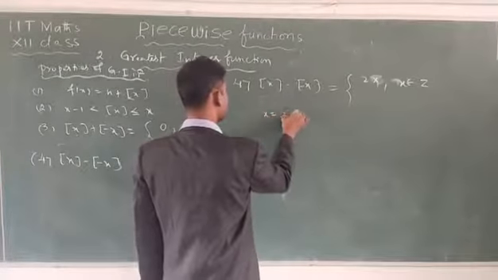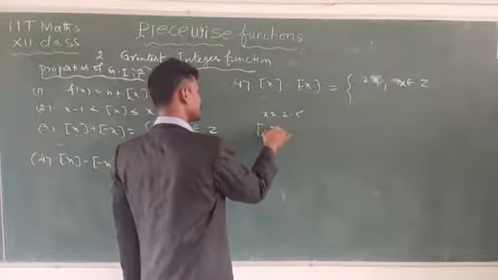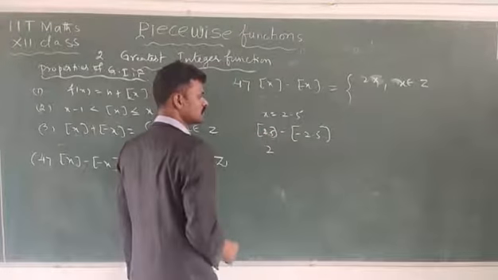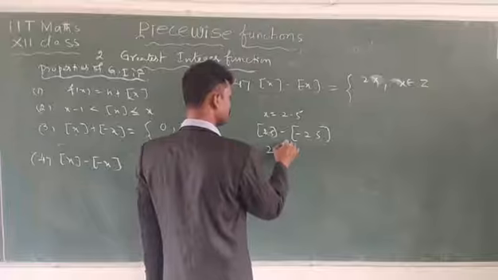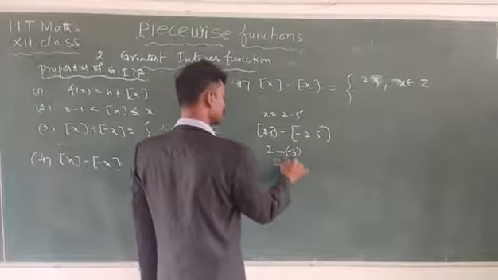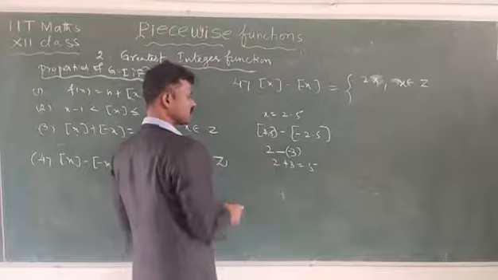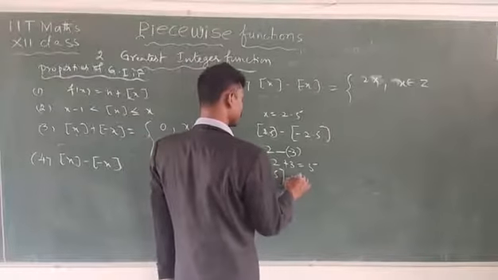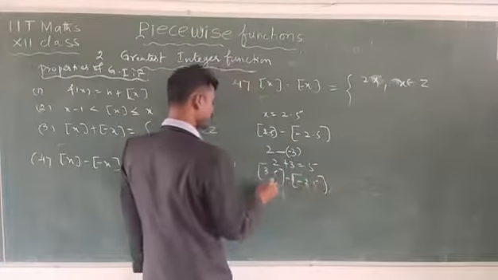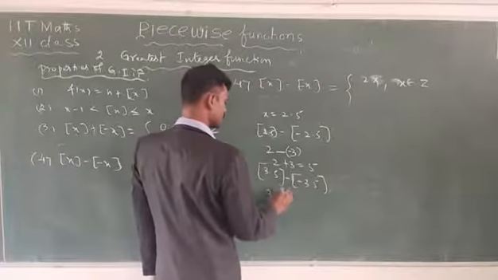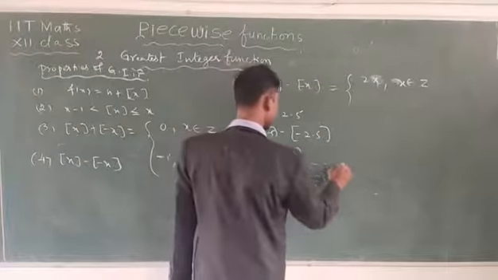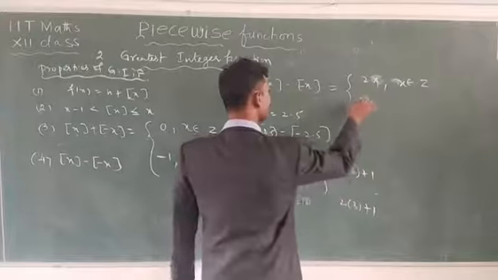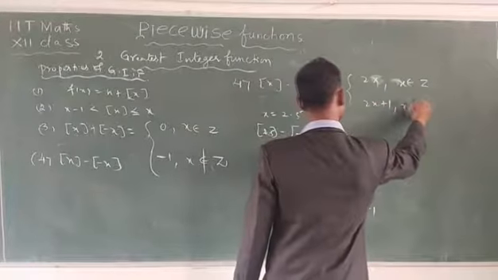Now suppose x does not belong to Z, x is equal to 2.5. Then step of x minus step of minus 2.5: here 2.5, this is 2, and this is minus of minus 3, then 2 plus 3 is equal to 5. Now take 3.5: step of 3.5 minus step of minus 3.5, now this is 3 plus 4, 7. Now this is written as 2 into 2 plus 1, 2 into 3 plus 1. So 2x plus 1, where x does not belong to Z.